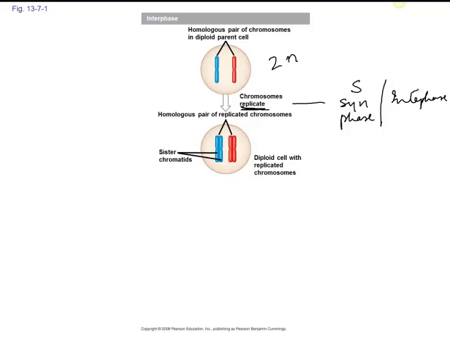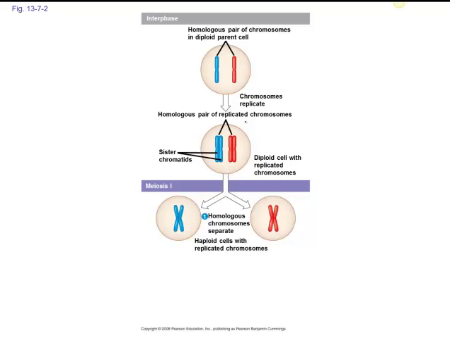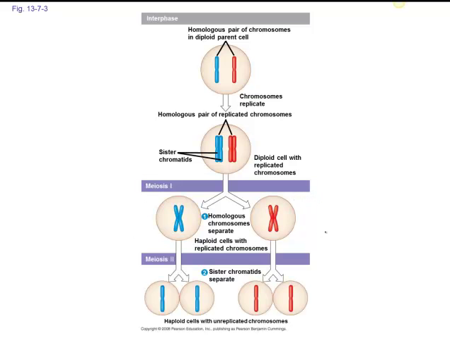So they became 2 into 2n, 2 copies. These 2 are sister chromatids, but these are homologs. Then after meiosis 1, you would get them separated out. So I have 2 copies of n, 2 copies of n. And then meiosis 2 takes place, wherein I have n, n, n, n.